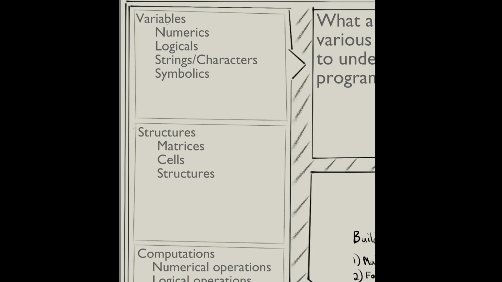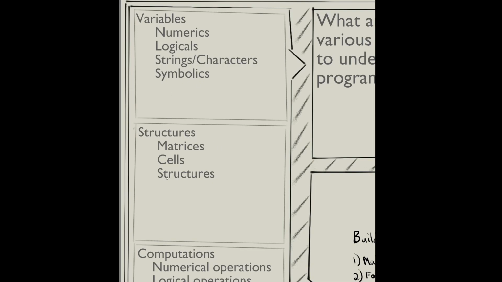So first we've got the variables. This is the numeric values, logicals, strings, characters, and symbolics, and a few others, but those are the main focus of this class. What we care about when solving engineering problems, at least in standard situations.